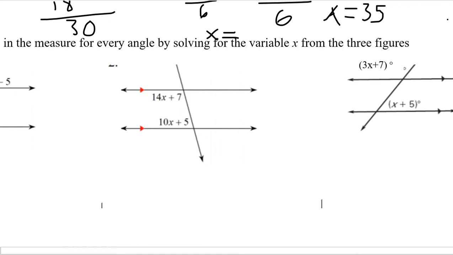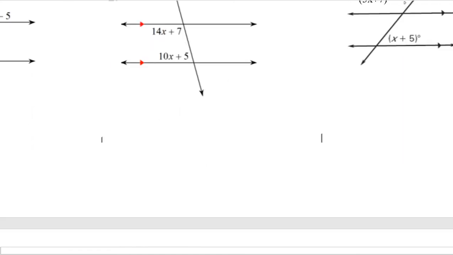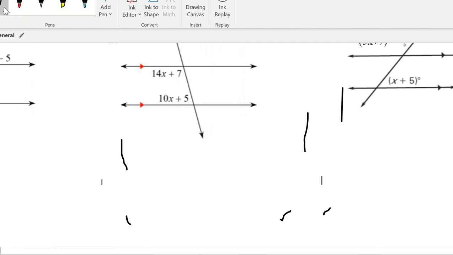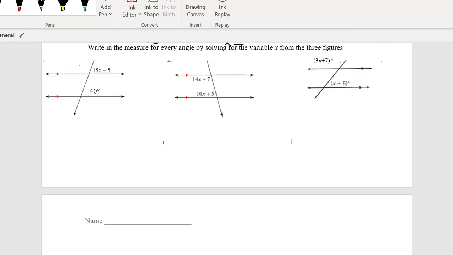Guys, if you would like, come down here and let me zoom out here a little bit. Okay, here are your next three questions. I'm going to just show you what the answers are. I'm going to tell you what the value of x is. I'm going to tell you what all the acute angles are, what all the obtuse angles are.